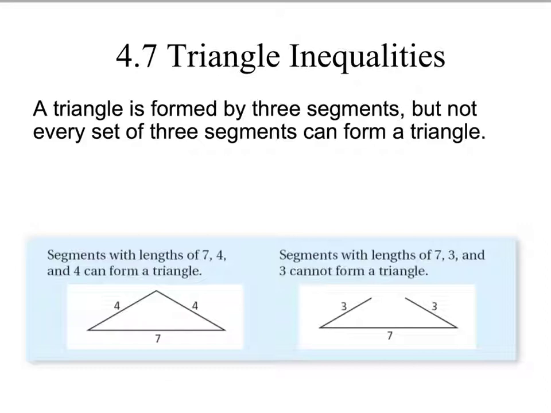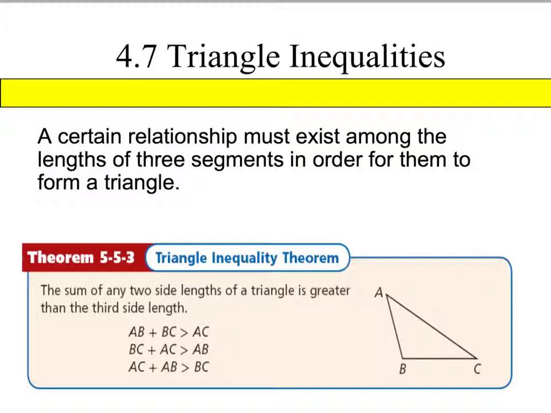And the reason is because of this theorem, the triangle inequality theorem. There must be a certain relationship that exists between the lengths of the segments in order for them to form a triangle. It says the sum of any 2 sides of a triangle must be greater than the third side of the triangle. In other words, AB plus BC must be greater than AC. BC plus AC must be greater than AB. AC plus AB is greater than BC.